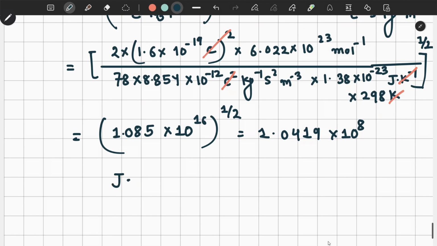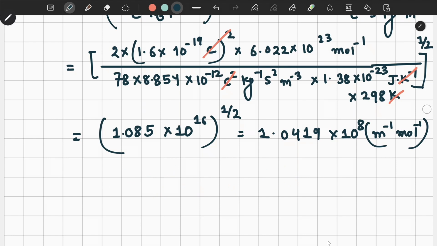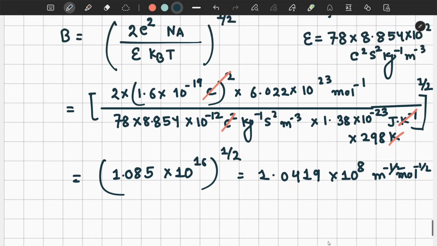So what is joule? Newton meter. Newton is kilogram meter per second square. So this is joule, right? Yes. And we also have kilogram inverse and second square. So it will cancel out, cancel out, cancel out. So meter to the power minus 1, mole to the power minus 1, to the power half. Okay, so this is the unit. So this is the value of B.